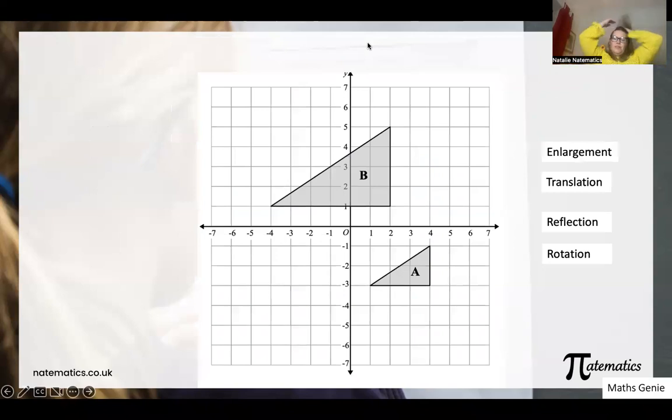Okay, so let's have a look at this one. This was an exam question. Describe the transformation that maps A to B. Now, I think we can probably find that one quite quickly.